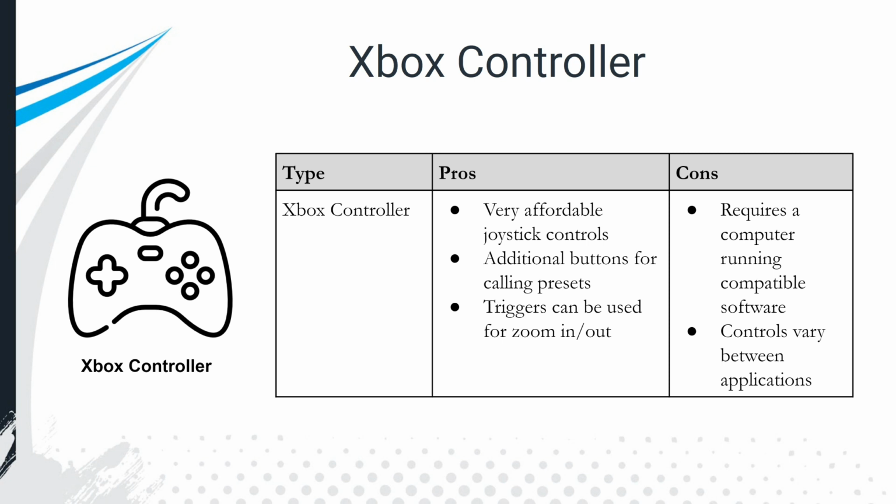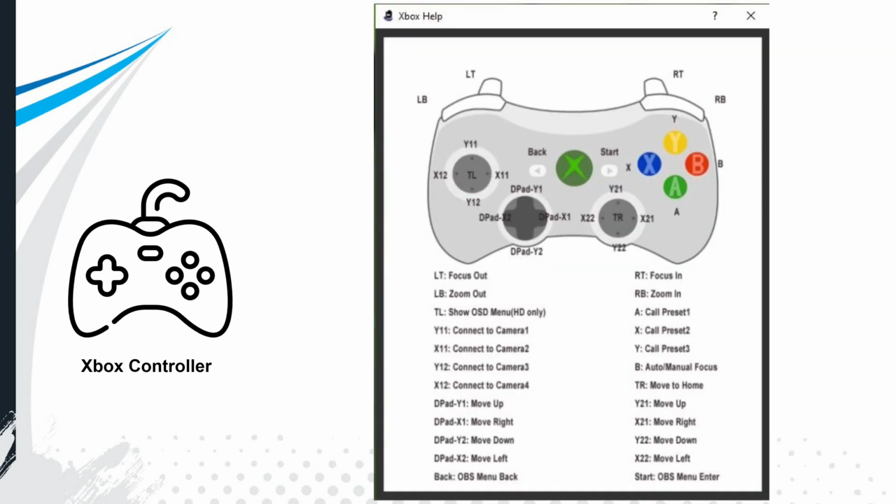We talked about the Xbox controller. It's USB. It's very easy to use. It's very affordable. It's nice. It's just designed for gaming. It's not designed for PTZ camera control. So the controls vary between applications, and it's not necessarily ideal every time, but it does work. This is the Xbox control for the PTZ Optics camera app, and it shows you here how it works.